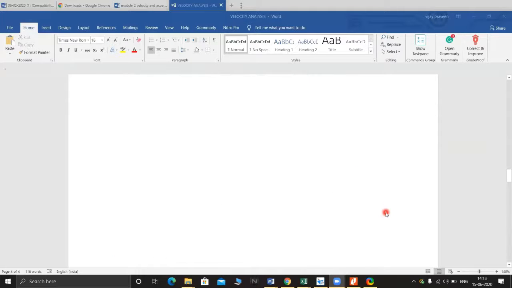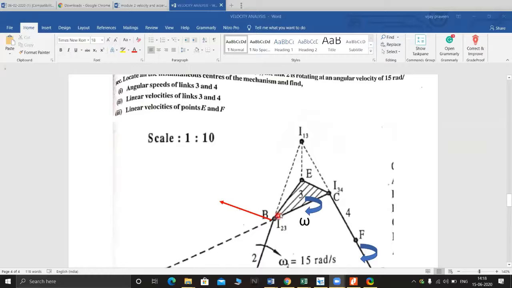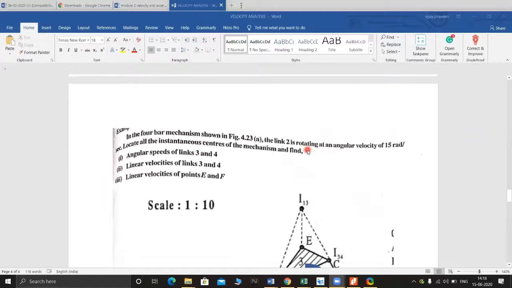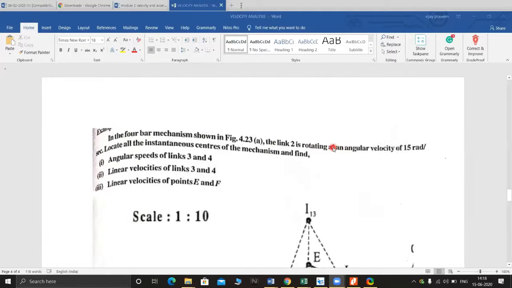Now you can see in this problem, there is one extra link. There are 4 links only, but they are attached like this. As you know, if it is hatched, it is considered one link only. Let me take the first question.